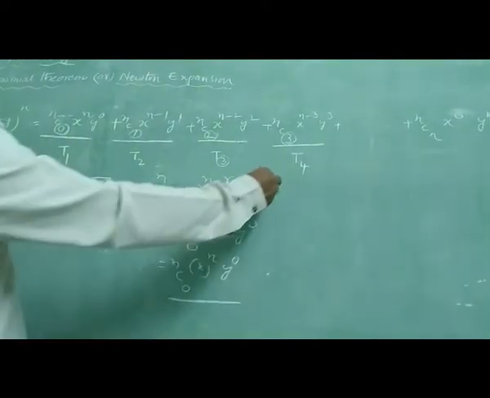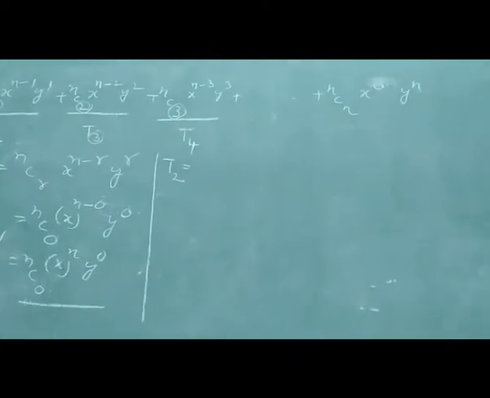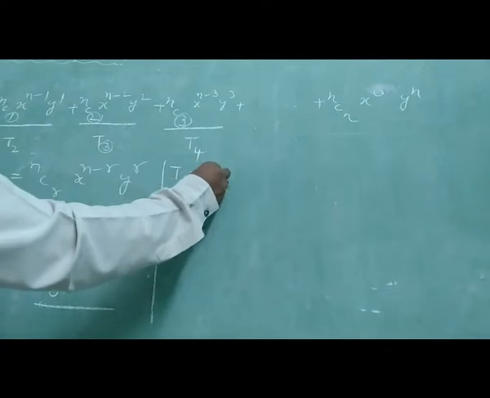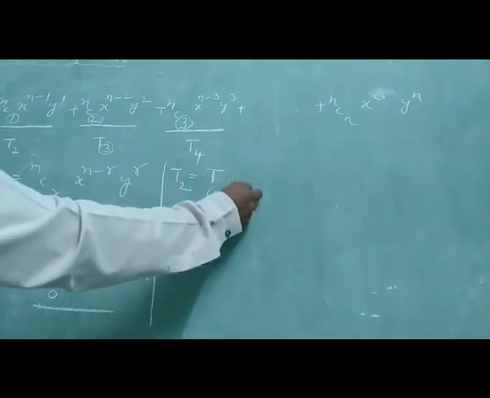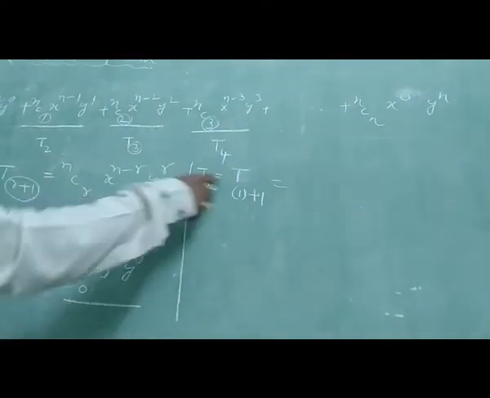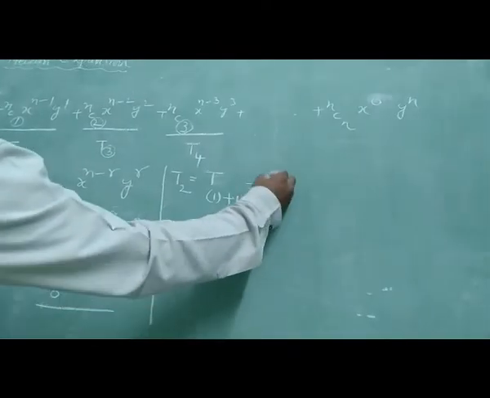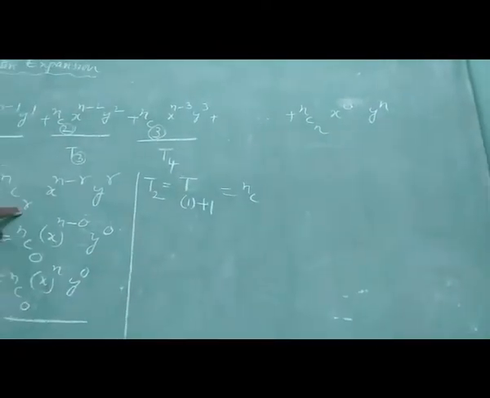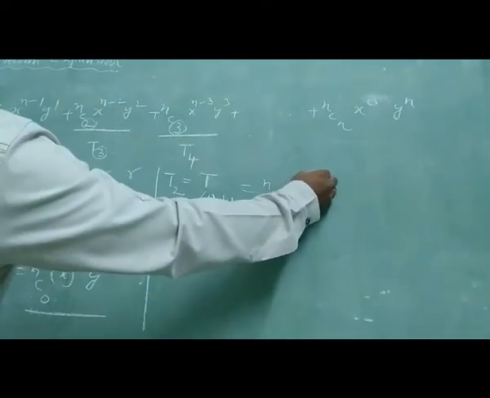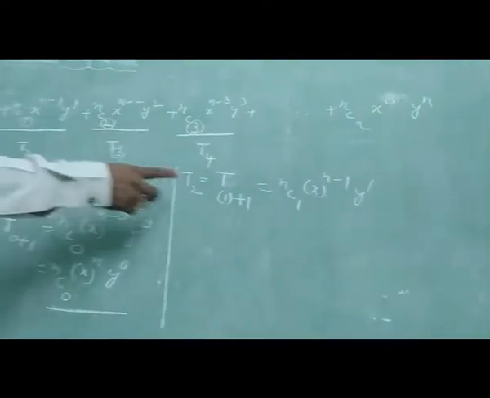If you want to obtain the second term, what do you replace here? We replace r equals 1. So T(1 plus 1). I am replacing r equals 1, then 1 plus 1 is 2. It gives the second term. So nC1, x to the power of n minus 1 and y to the power of 1. On simplifying, this gives the second term.